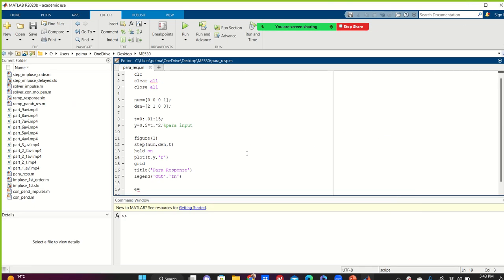So you're going to say, okay, error signal is input. Input is y, as we defined here, minus output of the system. But what is the output? What is the output? We don't have it, man. Okay? That's why we go to Simulink.